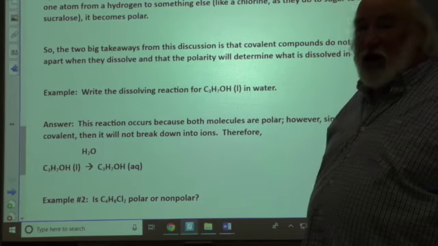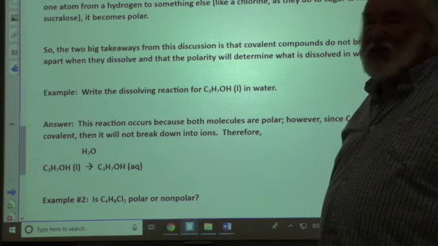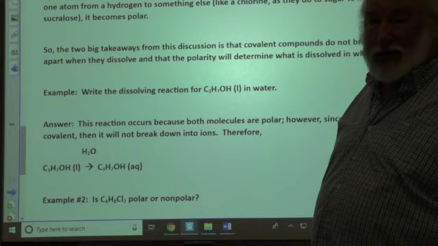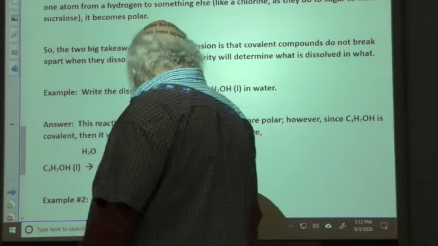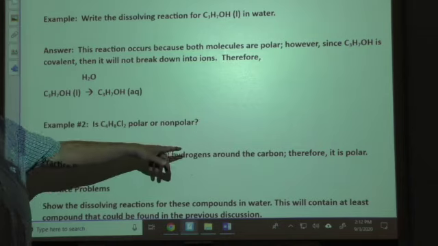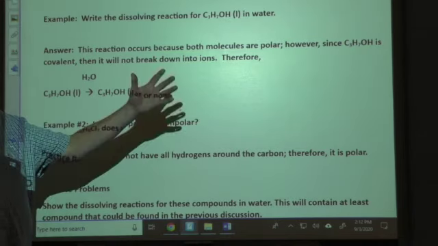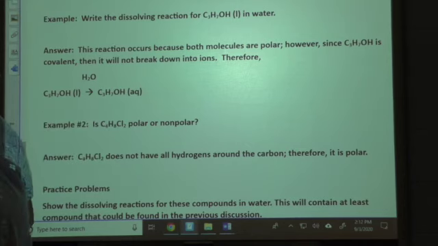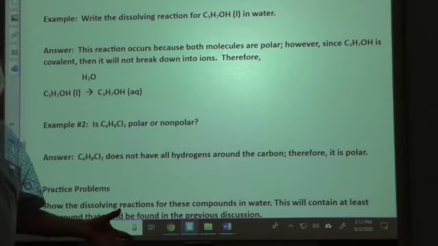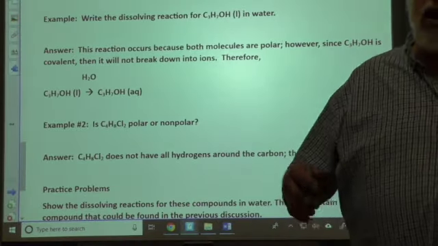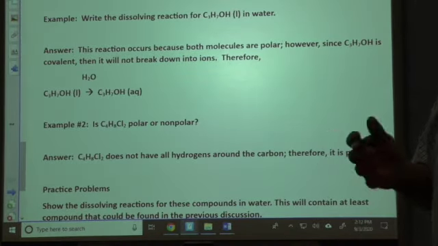If it's ionic, oh yeah, I have to figure out charges and how many, and yuck. Well, that's just the way it is. You gotta do that too. That's what we did the last time. Okay? Next one. Is C4H8Cl2 polar or nonpolar? It does not have all hydrogens around the carbon, therefore it is polar. Now, if it had been C4Cl10, which doesn't exist, but if it was, that's the same thing all the way around. It has an equal distribution of electrons or electronegative atoms around it. That is a nonpolar molecule.